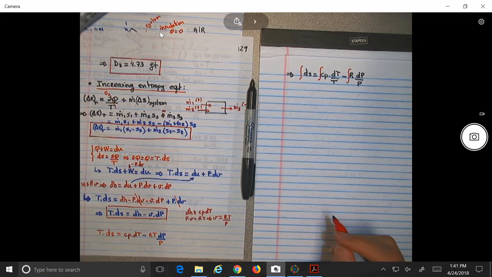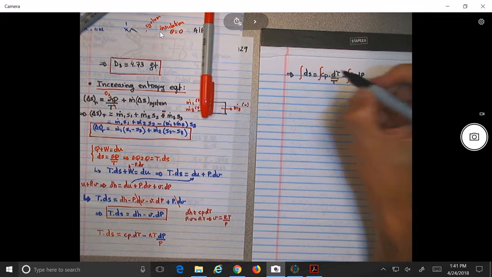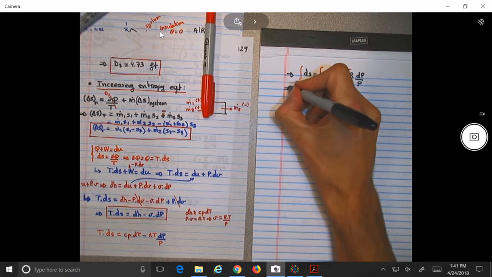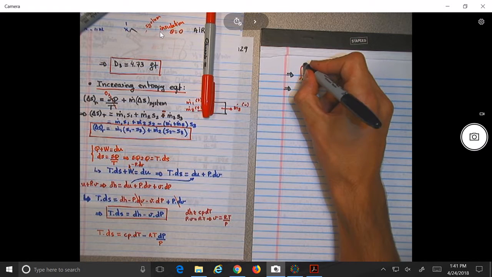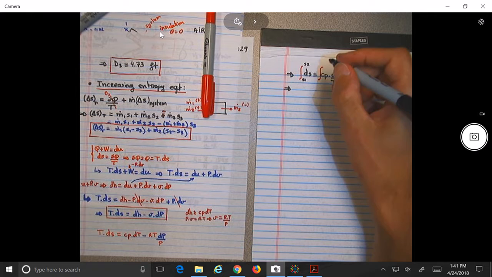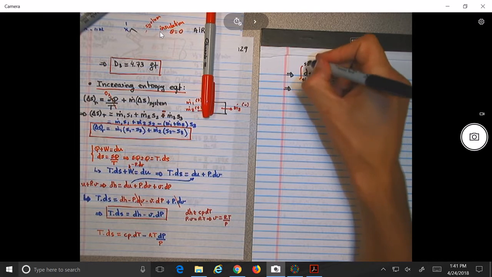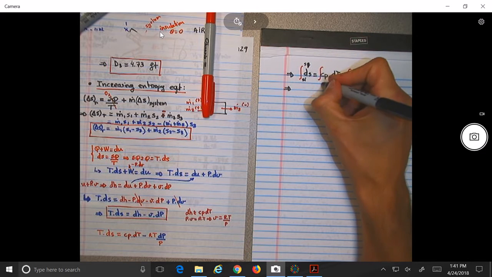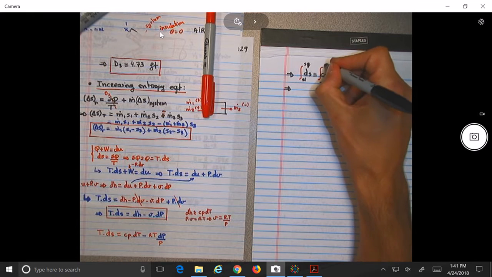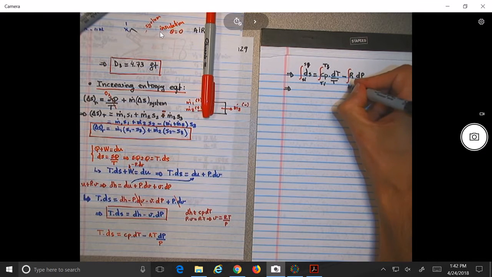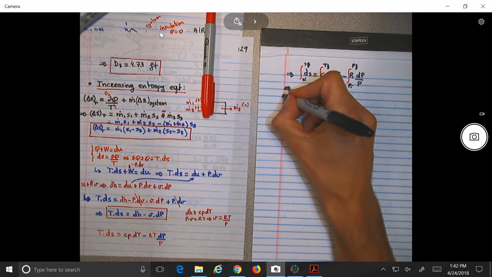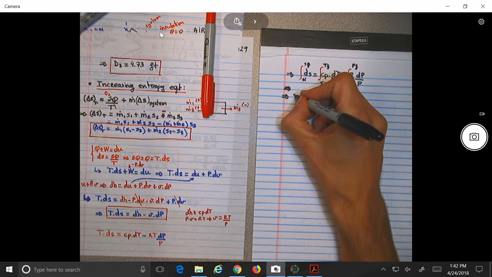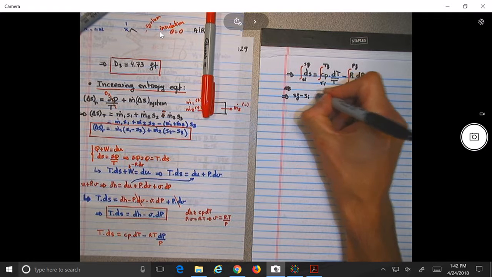So now what can we do? We can integrate, so let's say this will be S1, S2, S initial, S final, T initial, T final, P initial, P final. What would you get? S final minus S initial will be equal to what?